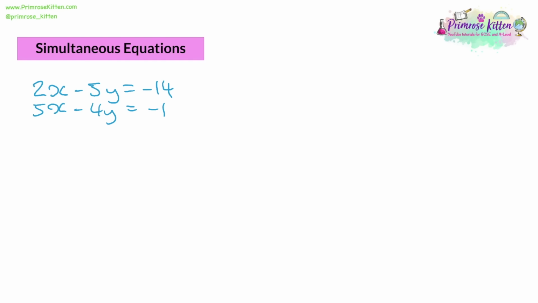And the only way to guarantee that is to multiply them by each other. So let's say we're going to try and make the x's be equal to each other, the 2 and the 5. Multiply the 2 by the 5 and the 5 by the 2. And when you multiply, make sure you multiply all the terms. So 2x times 5 is 10x, and negative 5y times 5 is going to be negative 25y. Then negative 14 times 5 would be negative 70.